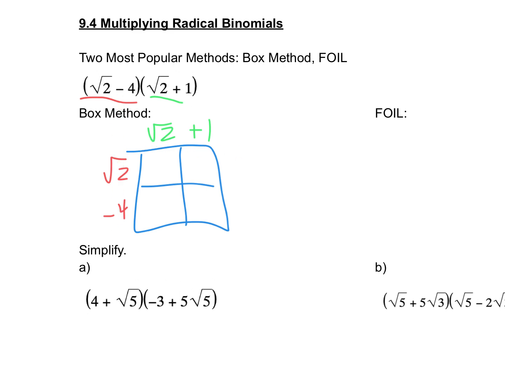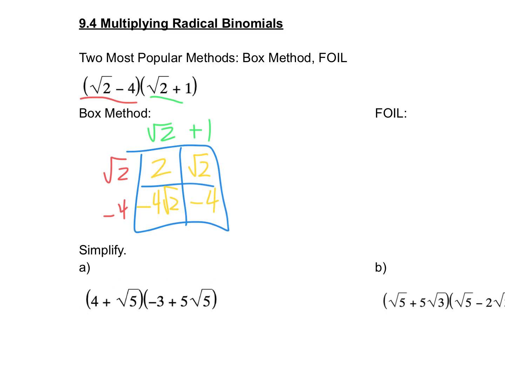Now what I will do is in each box, I am just going to write the product of the two terms. So for this box, this would be the product of square root of 2 and the square root of 2, which is just 2. And then for this box, this is going to be the product of 1 and the square root of 2. So this would just be the square root of 2. This box would be the product of the square root of 2 and negative 4. So it'd be negative 4 square roots of 2. And this box here will be the product of 1 and negative 4, which is negative 4.